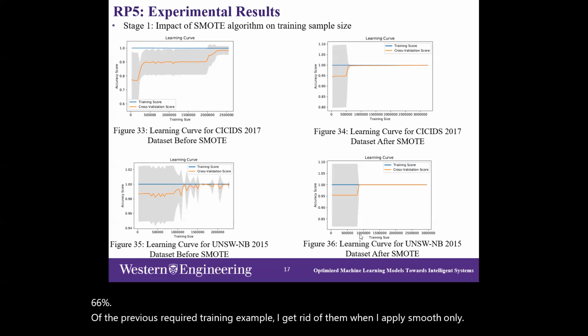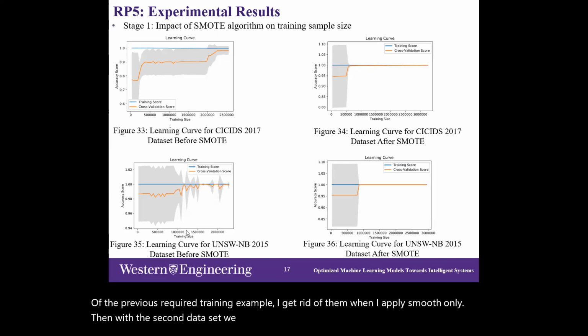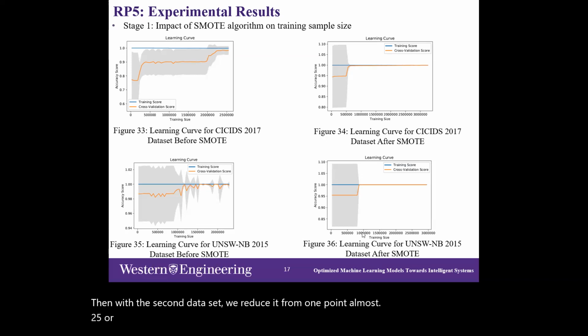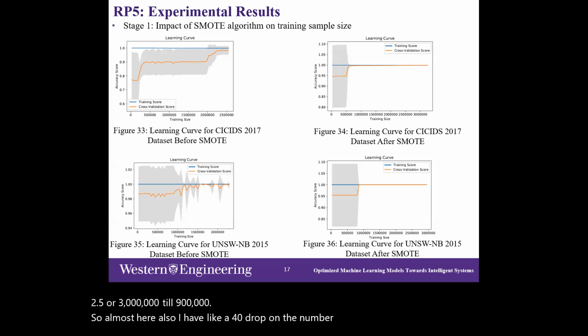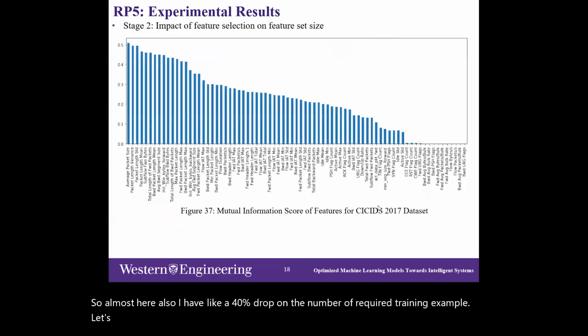Then with the second data set, we reduce it from almost 2.5 or 3 million to 900,000. So almost here also I have a 40% drop in the number of required training samples. Let's see next what we did.